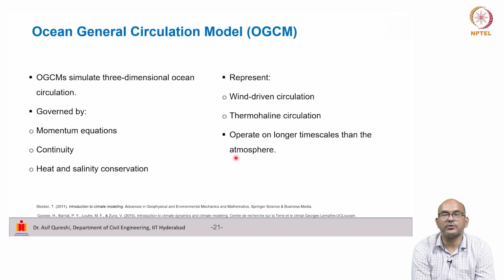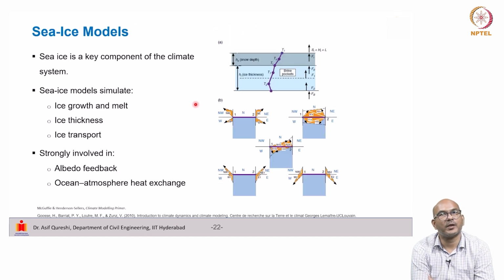After atmosphere and ocean, we have the sea ice models. Of course, sea ice is an important component of the climate system. It simulates ice growth and melt. So, we can have ice, snow and then different fluxes, different temperature profiles, and in the ice itself we may have brine pockets. So, the sea ice model will simulate ice growth, ice melt, the thickness of the ice and the transport of the ice.